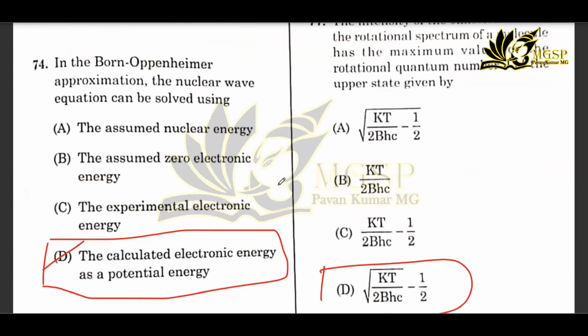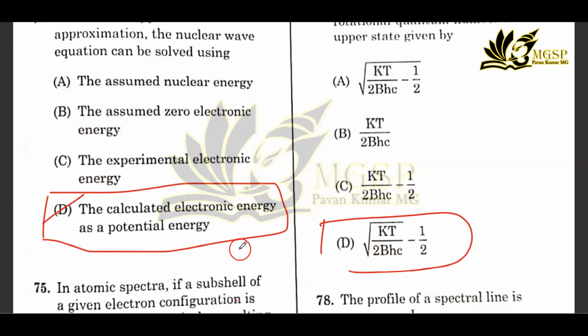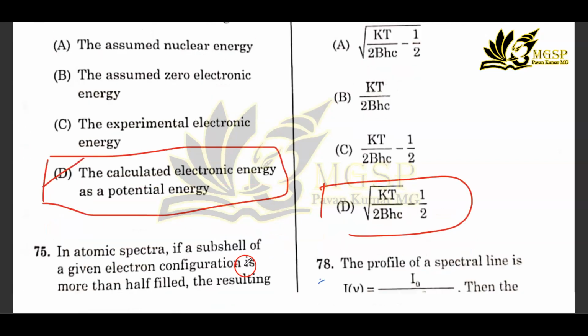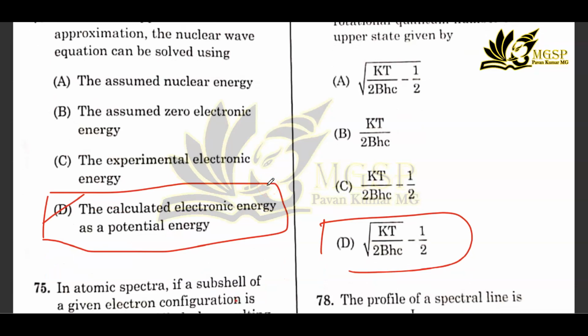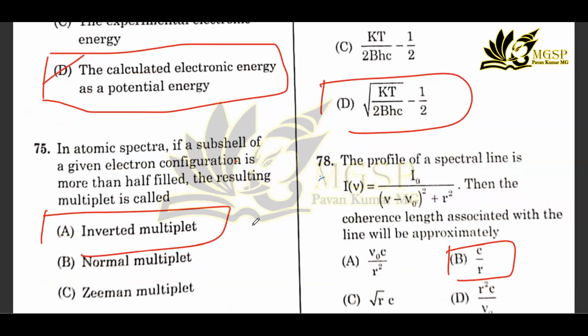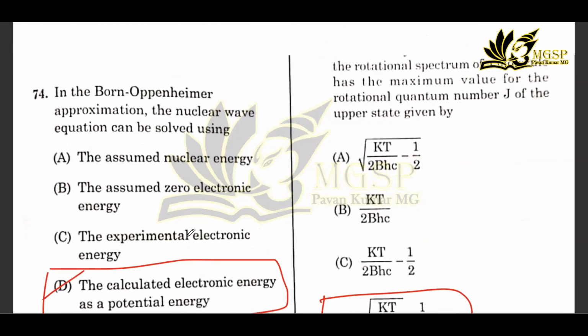In case of the Born-Oppenheimer approximation, the wave equation can be solved using the calculated electronic energy as a potential. So we have discussed the Born-Oppenheimer approximation, what we have used: we have neglected the kinetic energy part, and we considered only the potential energy of the electronic wave function, sorry, the electron Schrodinger wave equation for finding this. Next, coming to atomic spectra, when this is more than half filled, it is an inverted multiplet.